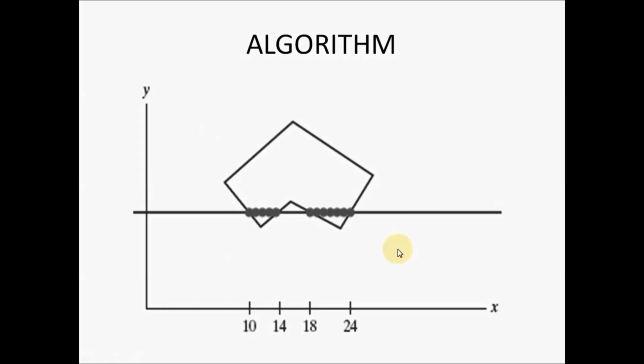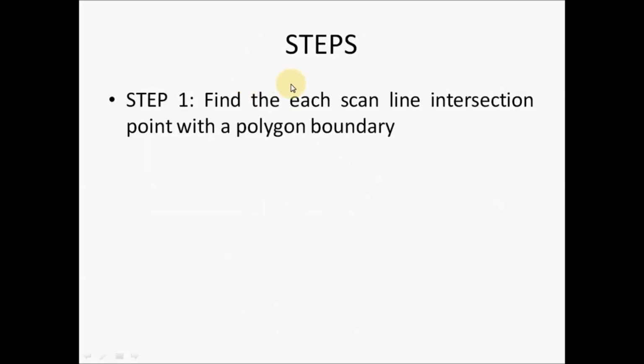Now we will understand this. What is the first step in this algorithm? The first step is that I have to find the intersection points of the scan line with the polygon boundary. In simple words, I have to find the intersection points.